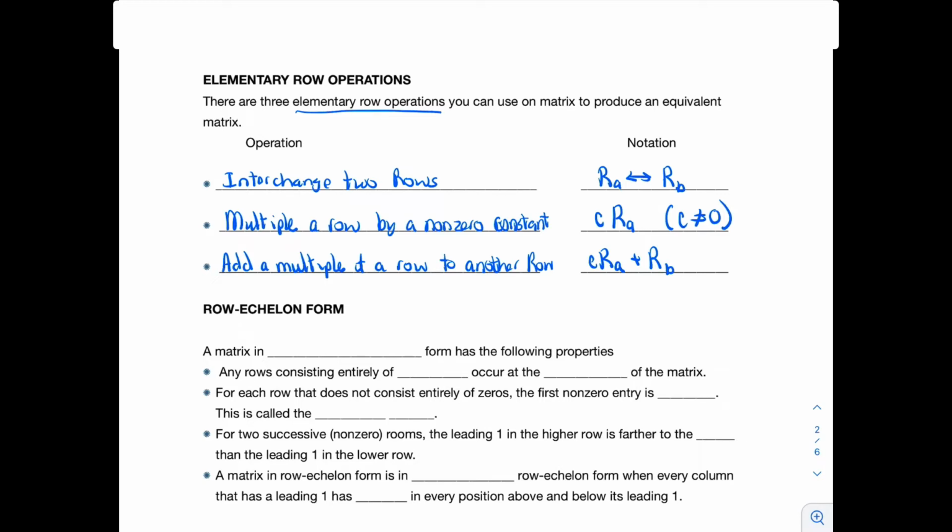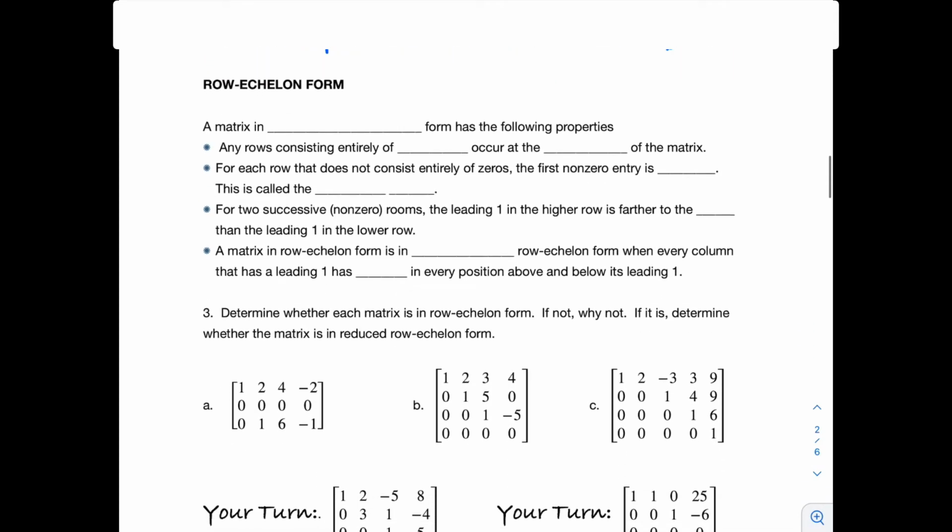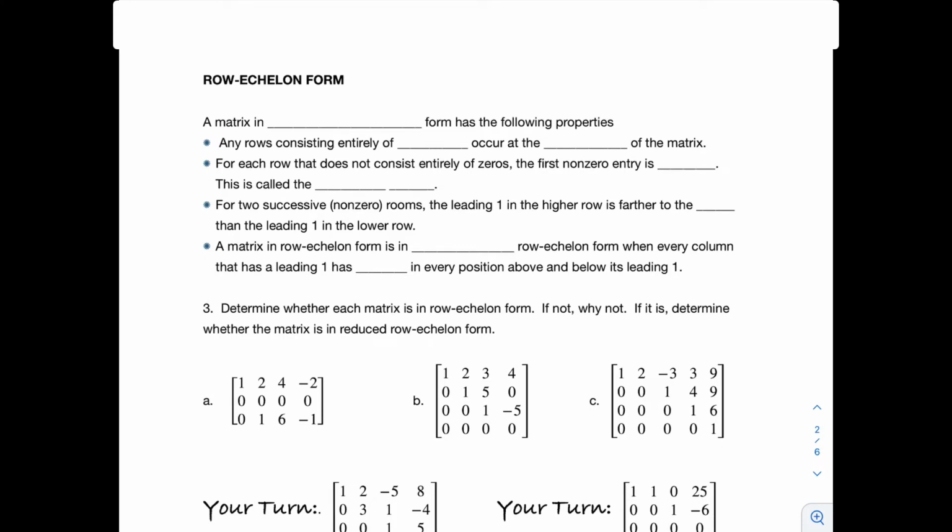Okay, the next information that you need to know to perform our first operation is something called row echelon form of a matrix. A matrix will be in row echelon form if it has the following four properties. The first property: if you have any rows consisting entirely of zeros, they occur at the bottom of the matrix. So all zero rows have to be at the very end of the matrix.